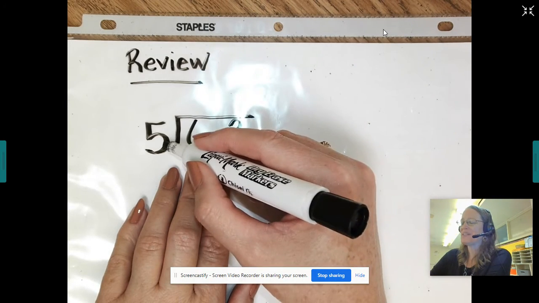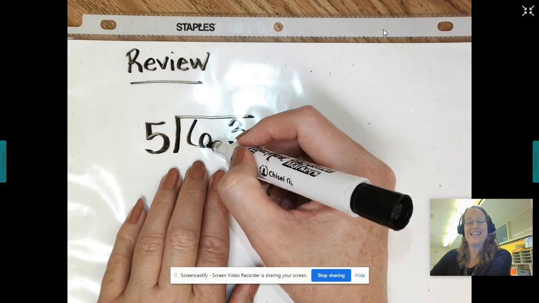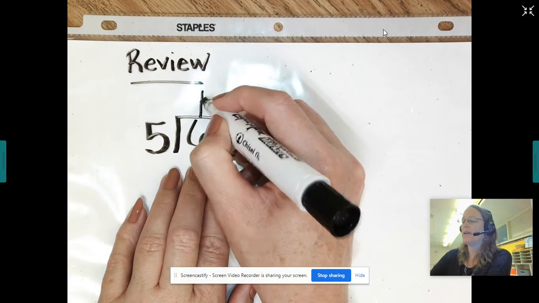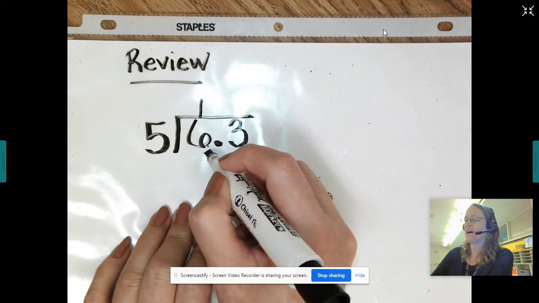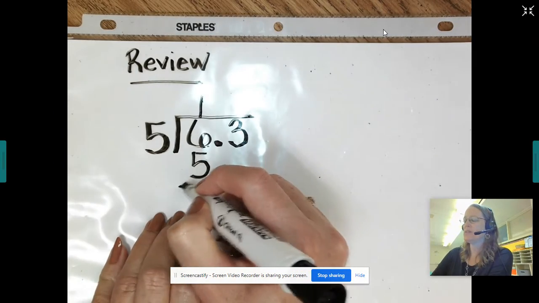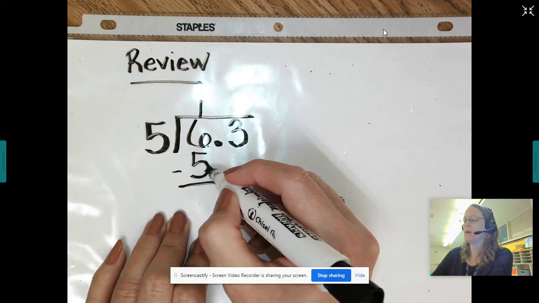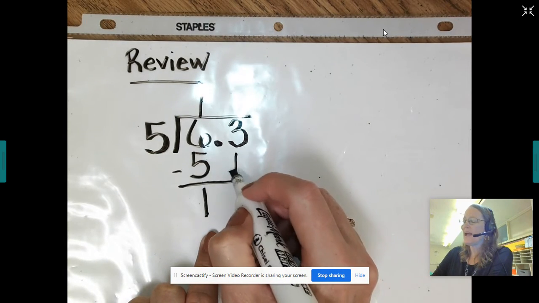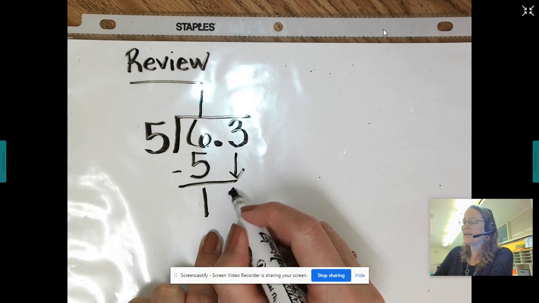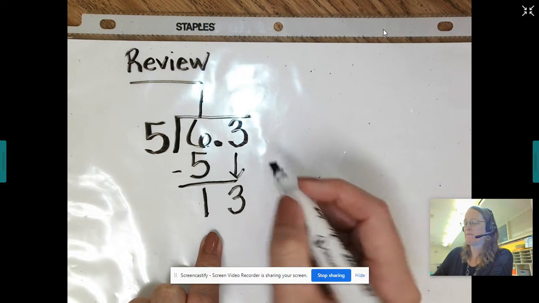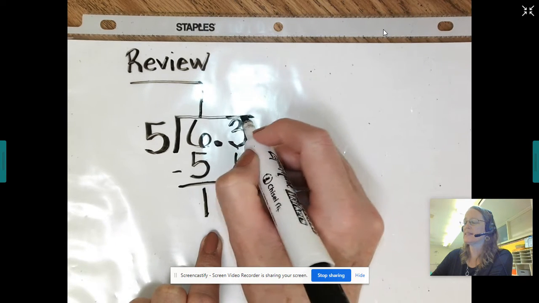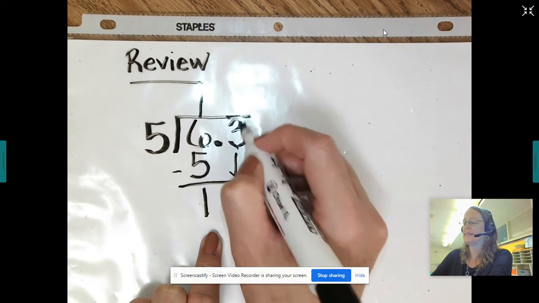How many times does 5 go into 6? It only goes in one time. And 1 times 5 is 5. Now we subtract. 6 minus 5 is 1. Guys, we're going to bring down that 3/10. Okay? We need to make sure that we understand that this is the tenths place.